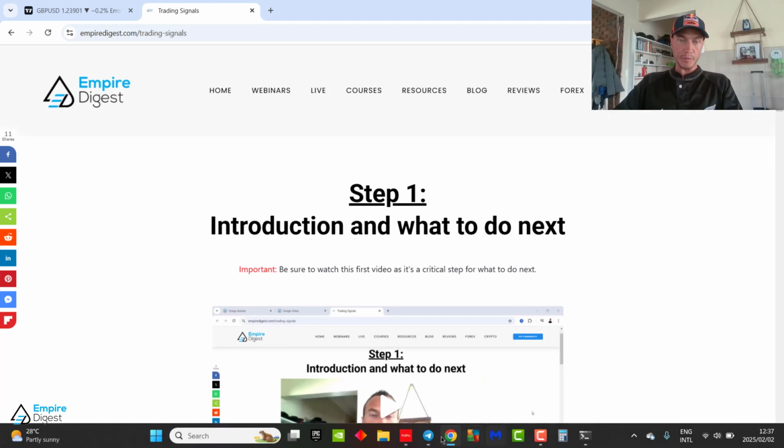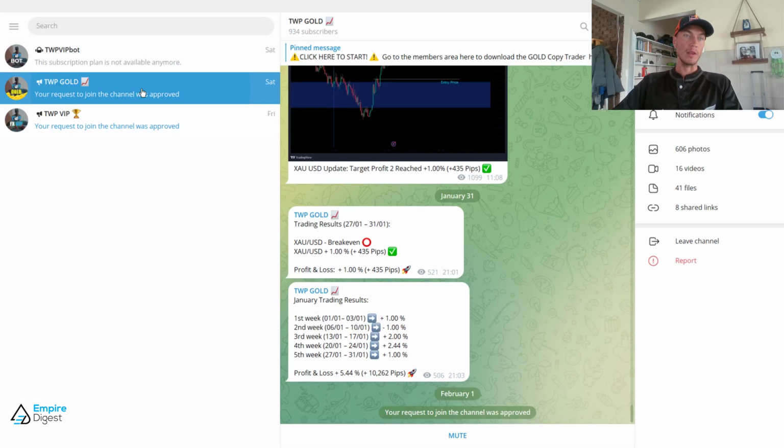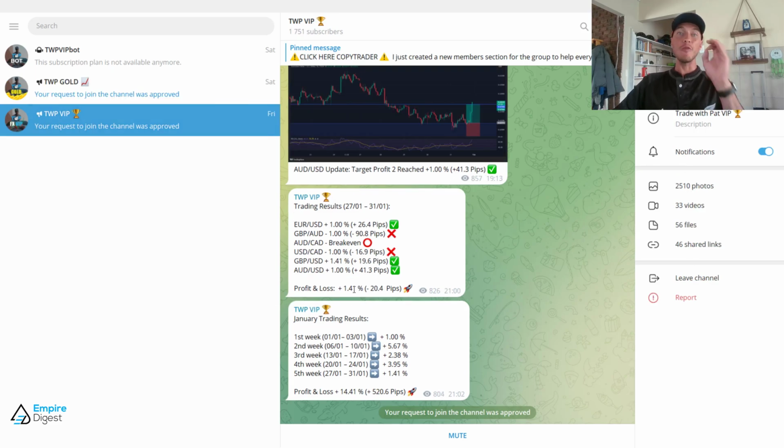Now, what does it look like? Inside the group, I've joined the gold. I get gold trading signals and I get forex trading signals. So for the month of January, look at this. Here are our trading results for the 5 weeks of January because it was a 5-week month. We ended up with an account growth on the signal side of 14.41%. Now, I unfortunately joined these automated signals late. So my account growth is only 2.5% for the month because I joined literally near the end of the month.